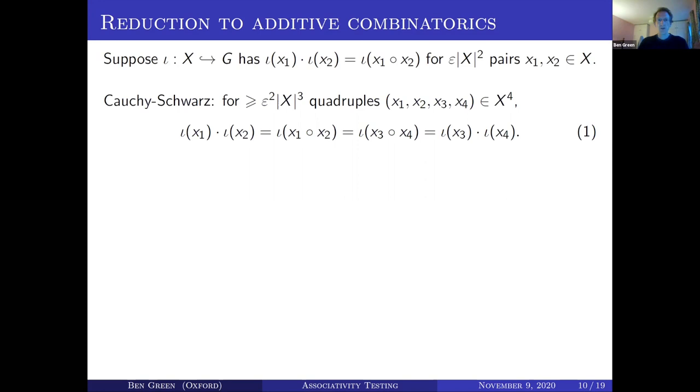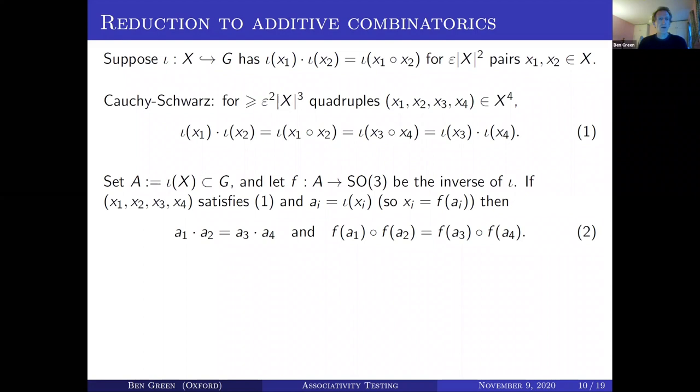Then a straightforward Cauchy-Schwarz argument, an easy exercise, tells you that there are many quadruples X1, X2, X3, and X4 with the following list of properties. Iota of X1 dot iota of X2 equals iota of X1 circle X2 equals iota of X3 circle X4 equals iota of X3 dot iota of X4. That's not hard to do. So let A be the image of our set X in the group G. So that's some finite set that's the embedded version of X in G. And then iota, because it's injective, has an inverse on A, and I'll call that F. So this is a map from A to SO3.